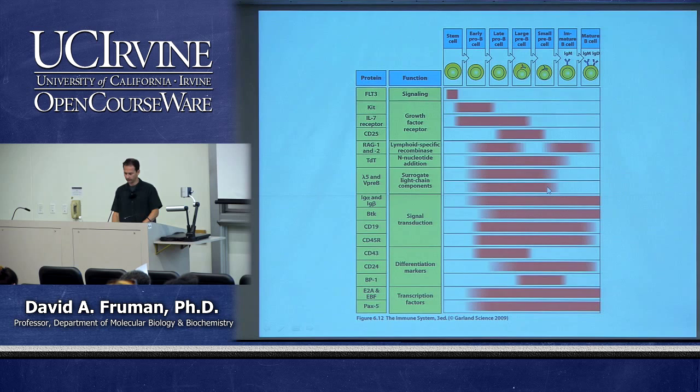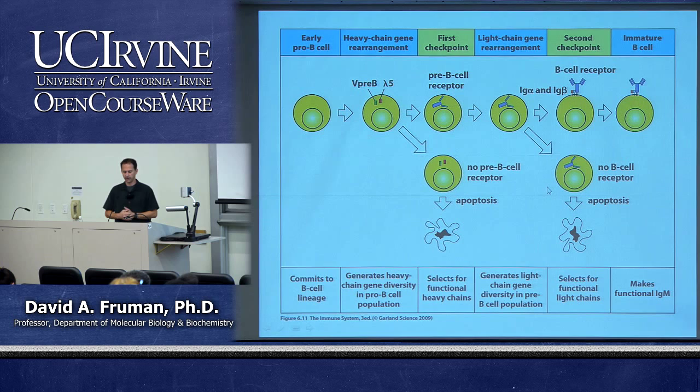So what we're left with is a system of checkpoints that's shown in figure 6.11. And there are two that you need to understand. These checkpoints are important to ensure that B cells survive only if a functional heavy and light chain are produced. At the early pro-B cell stage is where there's commitment to this lineage. If you get heavy chain rearrangement, the surrogate light chain components can come to the surface as part of the pre-B cell receptor. And that allows the cell to survive, divide, and eventually undergo light chain rearrangement. If no heavy chain is produced because of unproductive rearrangements, the surrogate light chains stay in the cytoplasm. There's no pre-B cell receptor produced, no survival signal. The cell dies by apoptosis.